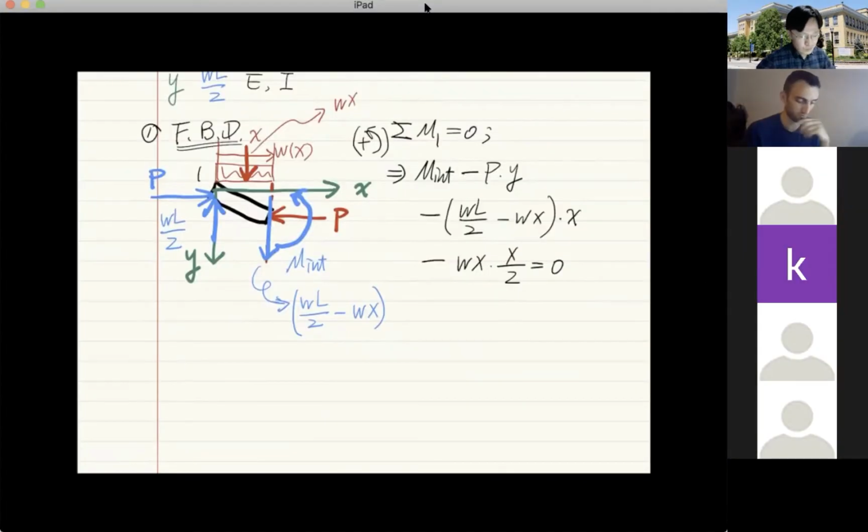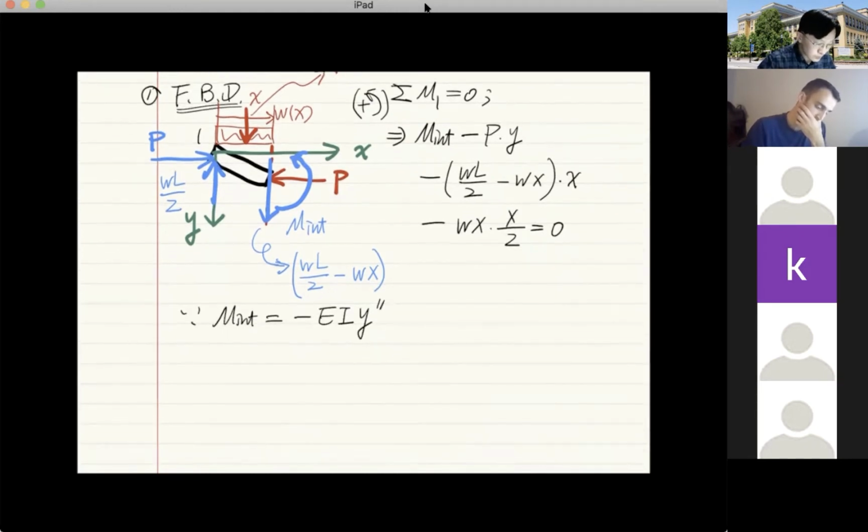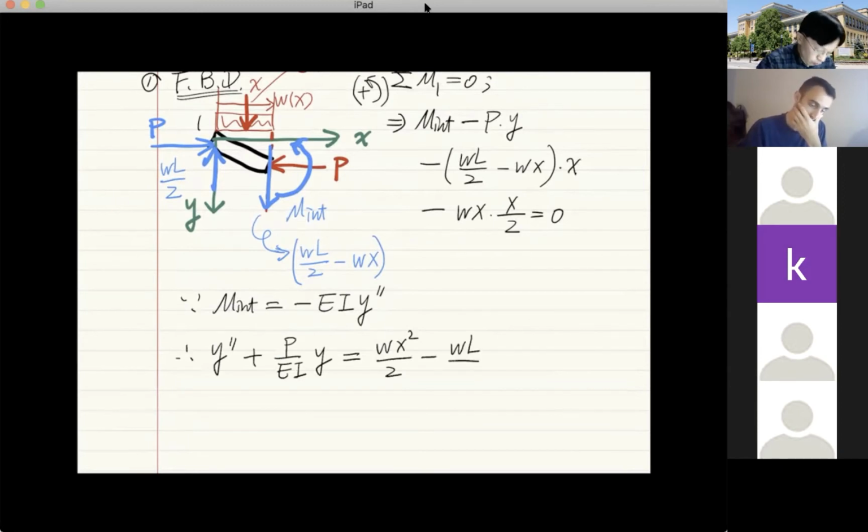What we're going to do, just like the drill that we did before, is say that because M internal is negative EI times y double prime, by rearranging all these terms we have this result, which is y double prime plus P over EI times y equals WX squared over 2 minus WL over 2 times X.